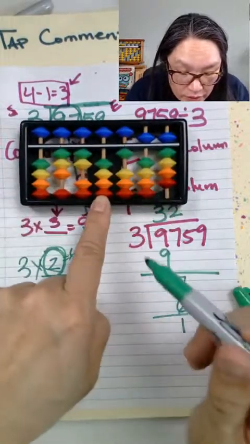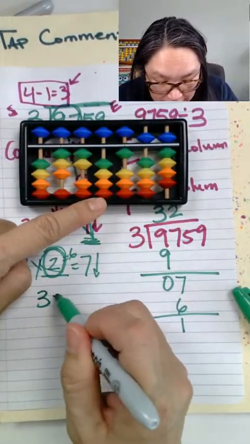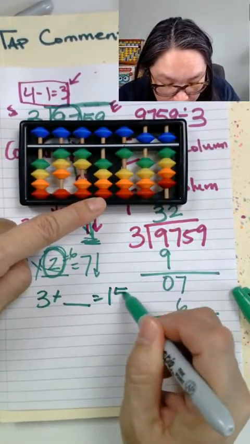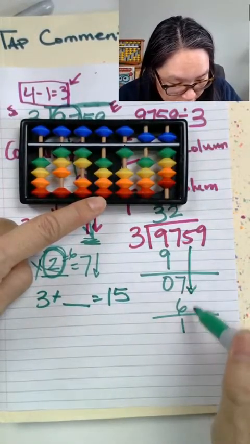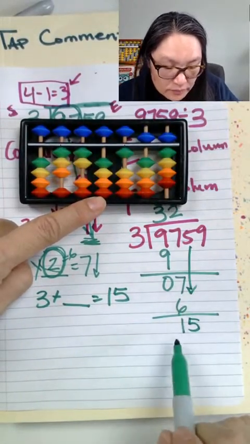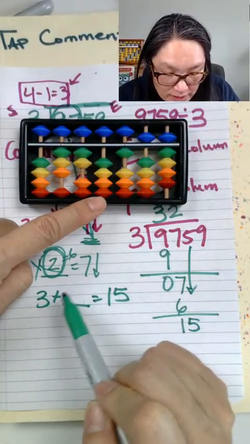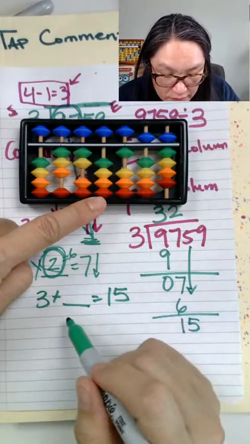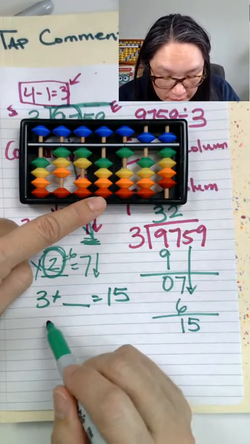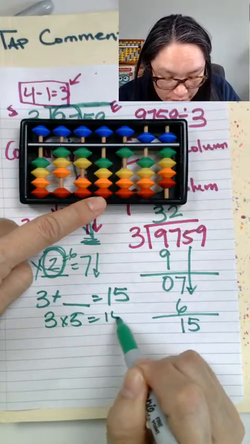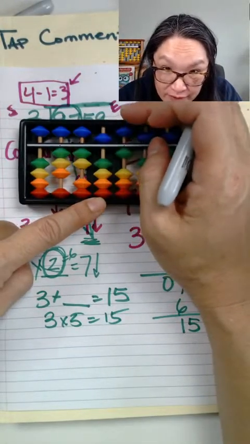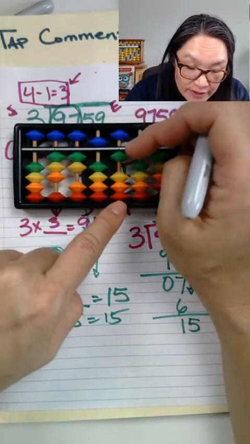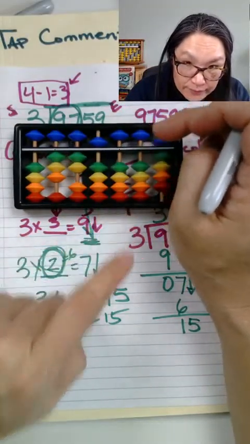So what do I do? It is 3 times what is equal to 15 or less. So I bring this down to 15. The question is, what times 3 is equal to 15 or less? 3 times 5, right? 3 times 5 is equal to 15. So my answer is 5. I add my 5 here, and I take away 15. Take away 1, take away 5.